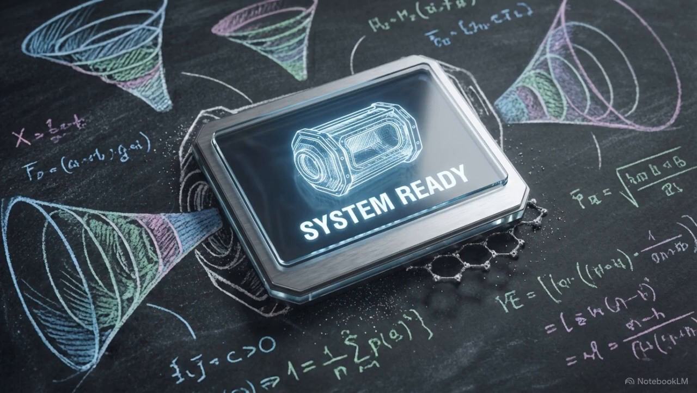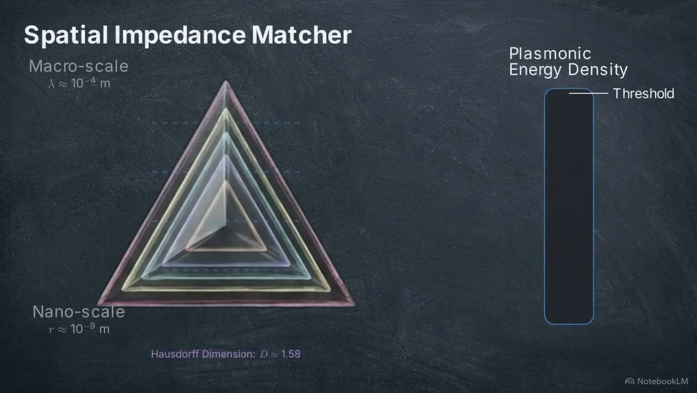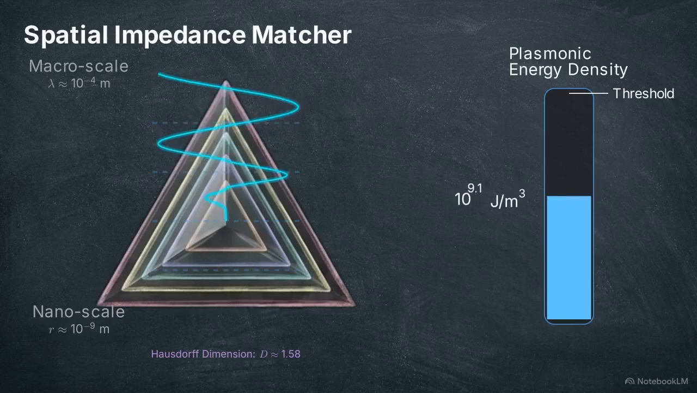With the hardware interface secured, we can activate the terminal's internal geometry. Use the interface to initiate the 5-level fractal nesting sequence. This geometry acts as a spatial impedance matcher. It takes large terahertz wavelengths and compresses them into nanoscopic hotspots.